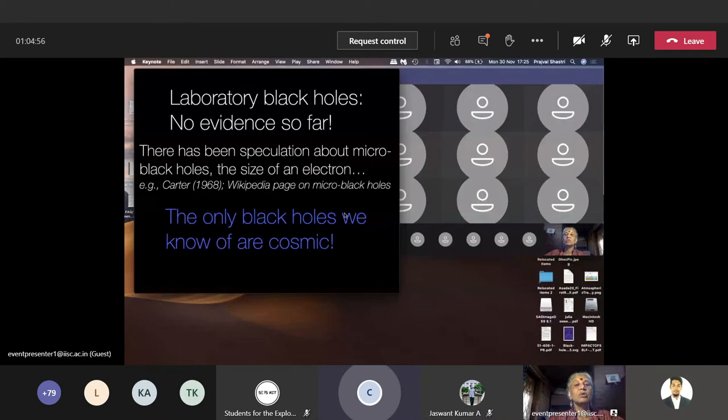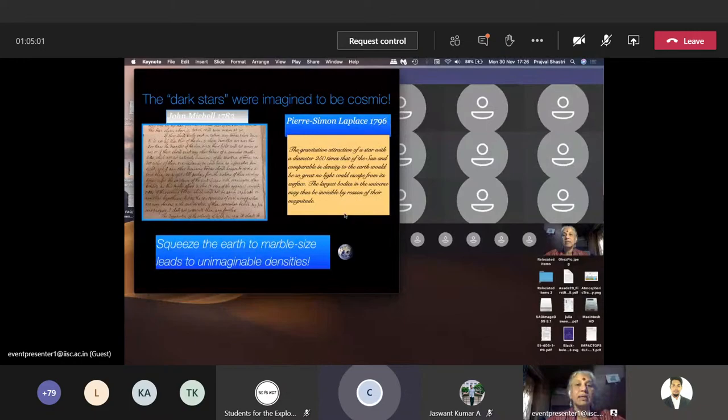And in fact, when John Mitchell and Pierre Simon Laplace considered these objects that would trap light, and they called them dark stars, they realized that, for example, in order to make an Earth-sized object into such a dark object, you would have to squeeze all the Earth's mass into the size of a marble, and that would be impossible densities. And therefore, they realized that the only objects with plausible densities that would have this property of trapping light would be cosmic, star-like objects.